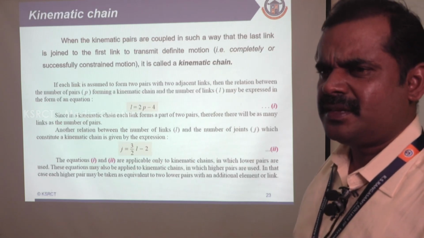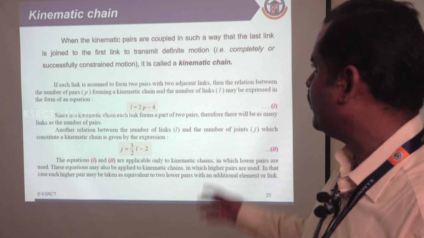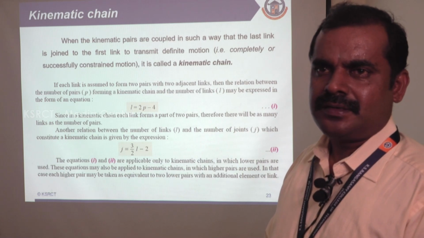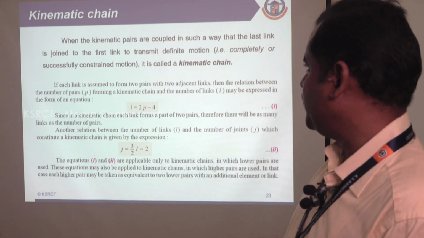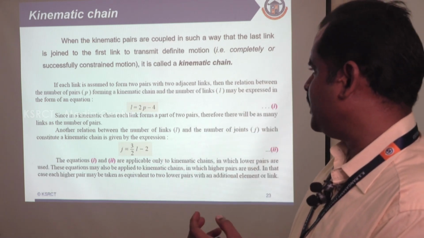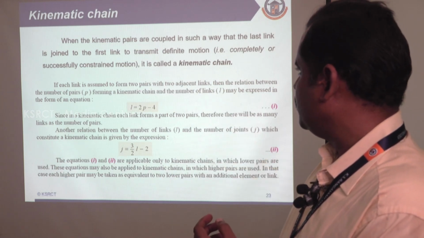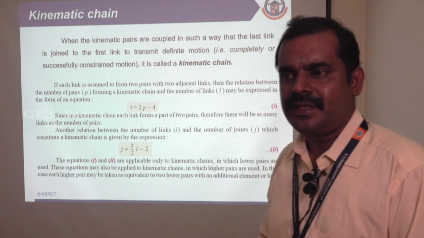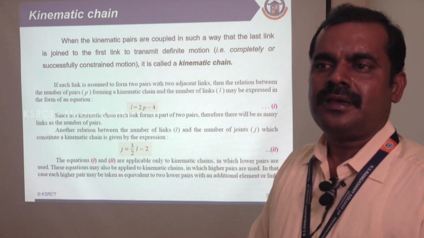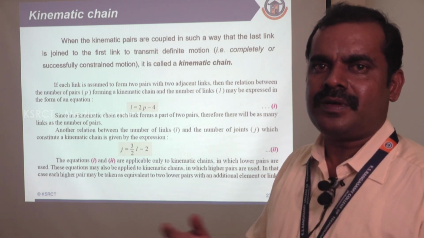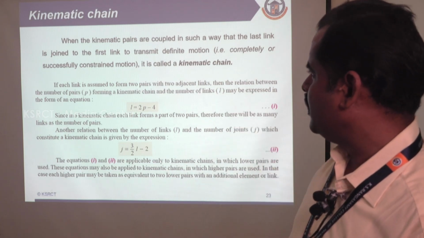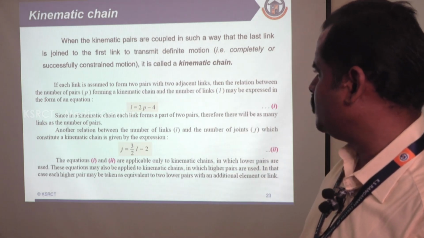So next one is kinematic chain. So the connection of the links, pairs and joints is called as kinematic chain. Right? So there is a formula to calculate the motion of the kinematic chain, whether the kinematic chain is constrained or unconstrained or over constrained chain. For that we are going to use this formula. L is equal to 2p minus 4.